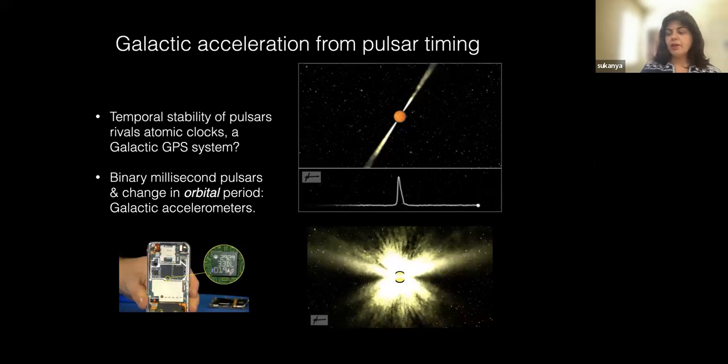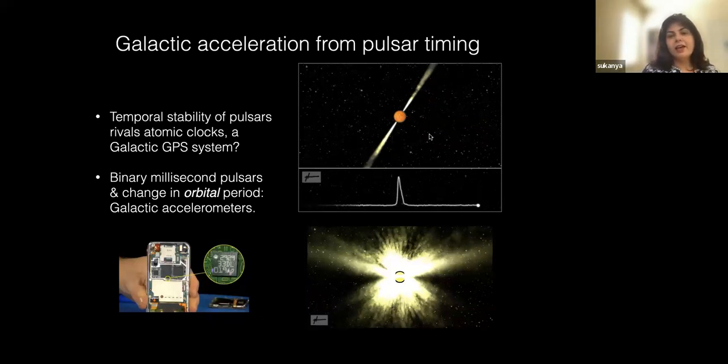Okay, I'm going to move on now to our recent work on pulsar timing, from which we were able to measure the galactic acceleration for the first time. This is now actually a couple years old, so maybe not so recent anymore. Pulsars are fantastic clocks, right? Their temporal stability rivals atomic clocks. There's talk of using them to form a galactic GPS system.